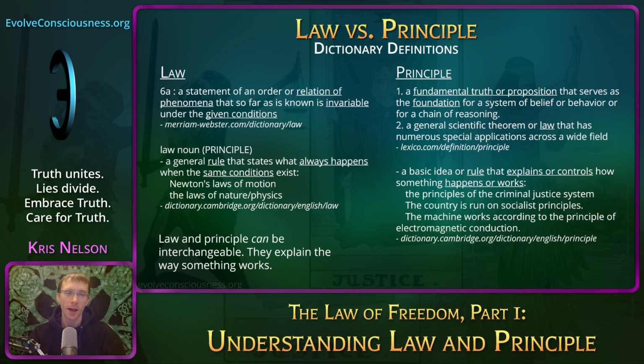We can see how principles, so-called principles, that humans have come up with are the criminal justice system. Well, is that really principled? And we're going to find out that no, it's not really principled. Not a true principle, it's a false principle. And then you can orchestrate rules, right? You have rules and explains or controls how something happens or works.